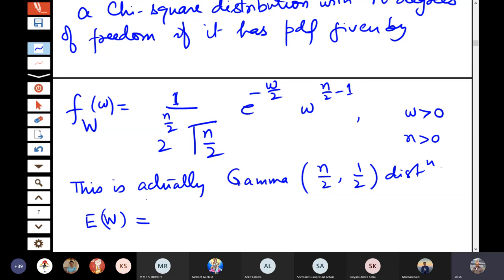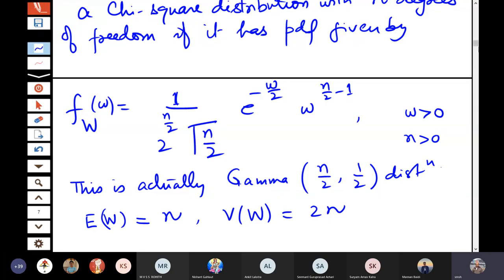Does anybody remember the mean of a gamma distribution? It is r by lambda. So it is n by 2 divided by 1 by 2, so it will become n. What was the variance of a gamma distribution? It was r by lambda square. So it is n by 2 divided by 1 by 4, so the variance will become 2n. So it is easy to remember here. The mean of a chi-square distribution is equal to the degrees of freedom. The variance is equal to twice the degrees of freedom.